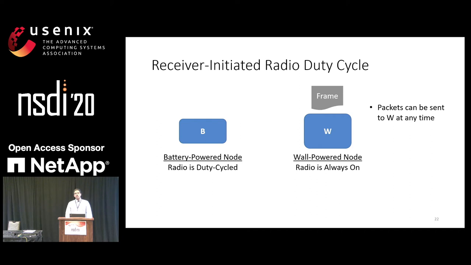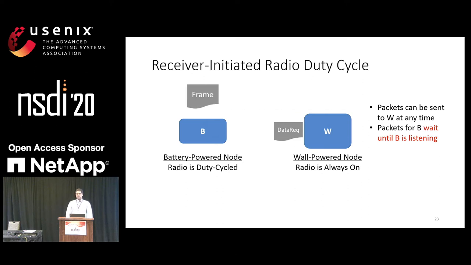Okay, what's more challenging is sending the packet from W to B. And what happens here is that if W has a frame to send, it can't just send it right away. Instead, it has to wait until B turns on its radio and is listening before it can safely send the packet. So the way the protocol handles this is that when B turns on its radio to listen, it'll send W a data request packet so that it knows that B is listening. And then once W knows that B is listening, it can go ahead and send the frame to B.